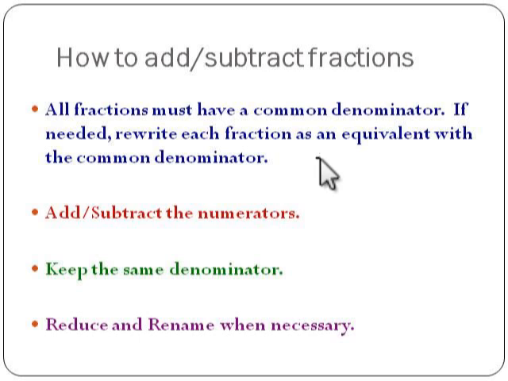Let's say that we had 2/3 plus, let's do 1/8. 2/3 plus 1/8. We need to have common denominators. So we need to be thinking about what is a common multiple that they have.